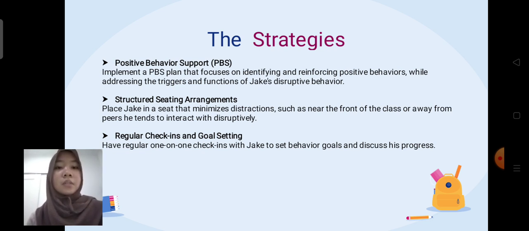The last, regular check-ins and goal setting. Have regular one-on-one check-ins with Jack to set behavior goals and discuss his progress. This can help Jack feel more supported and accountable for his behavior, providing him with clear targets and recognition for improvements. So these strategies can help the teachers address the specific behavioral issues they are facing with their students and create a more conducive learning environment.